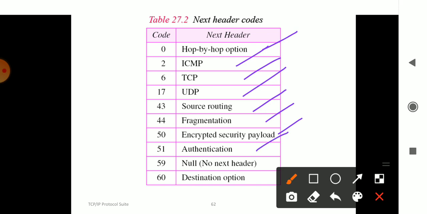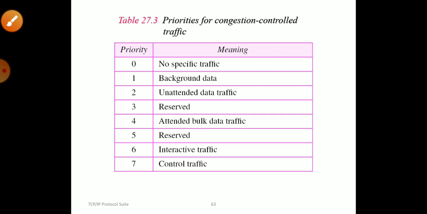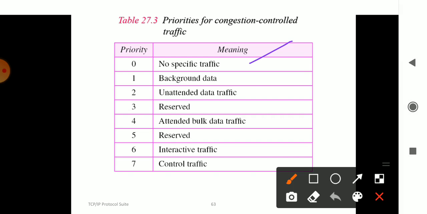Null, meaning no next header, is 59, and destination option is 60. Like this it has its own codes. The congestion control traffic has the concept of no specific traffic or background data being present. Then you have unattended data traffic, which has not crossed over the network. Then reserved spaces in the network, then bulky data managed, and reserved data is maintained.